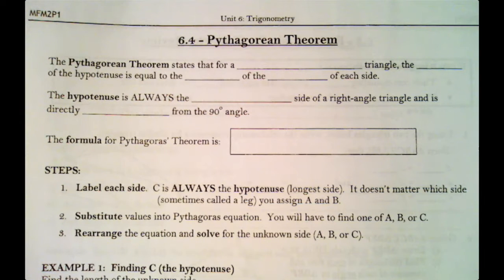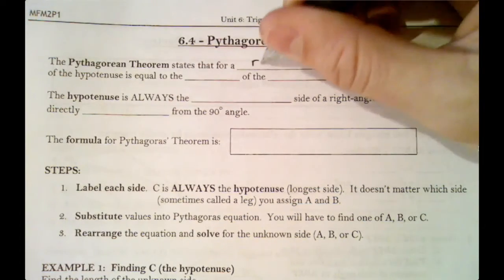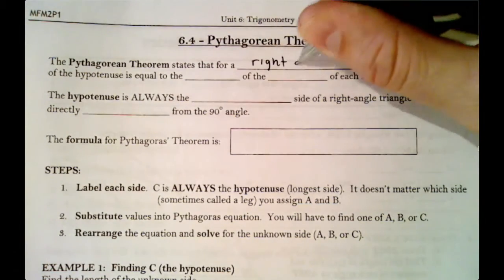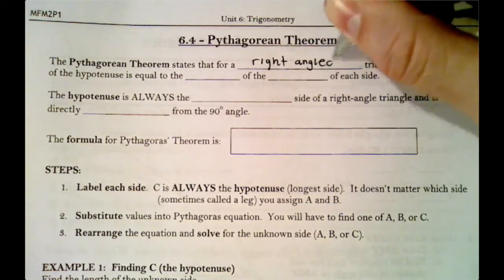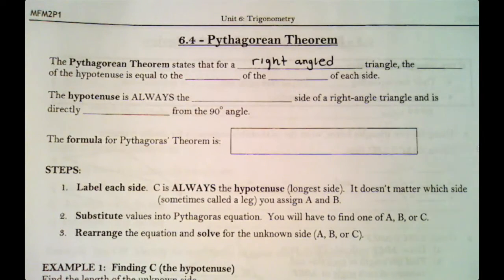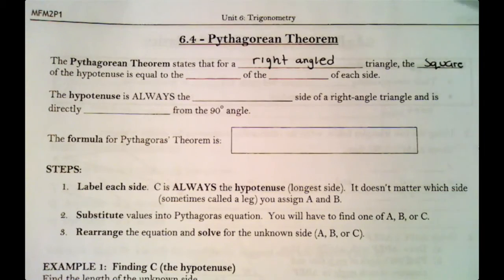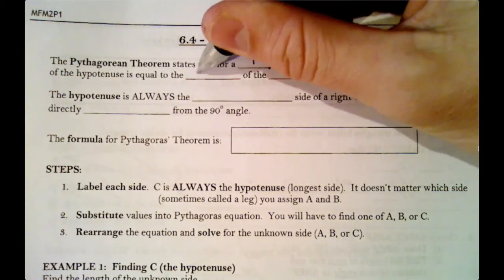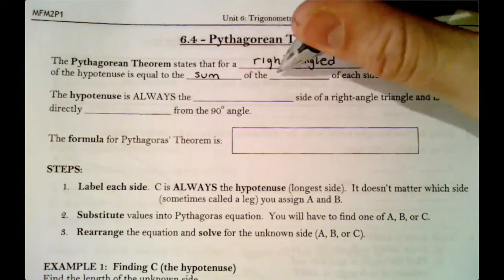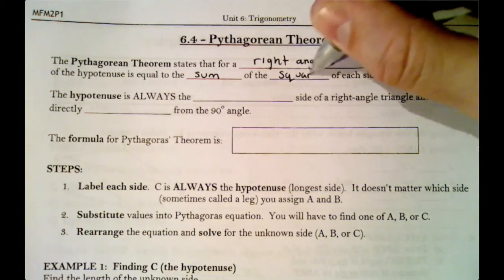This is lesson 6.4, and this is on the Pythagorean theorem. The Pythagorean theorem states that for a right angle triangle, the square of the hypotenuse is equal to the sum of the squares of each side.